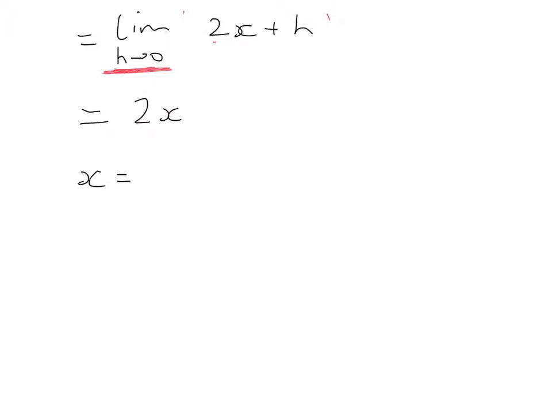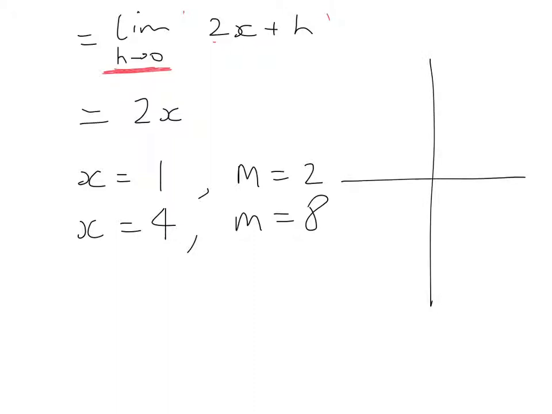And what that means is, if I were to look at a table of values, let's say I have x equals 1. Well, that means the gradient of the tangent at that point is just 2, because it's 2 times 1. If I was to let x equal 4, well, the gradient of the tangent at the point where x equals 4 is 8. And if we think of a curve like x squared, that's just our standard x squared.